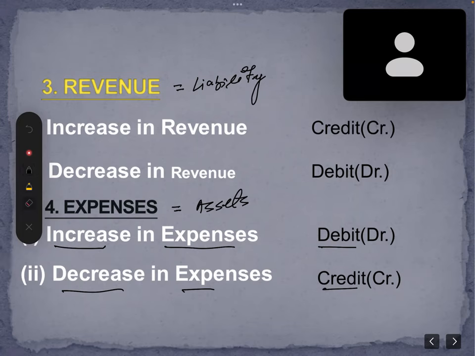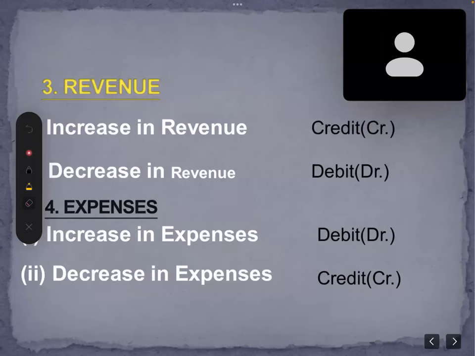Yes, sir. So till this point, we learned that if you remember the rule regarding the asset and liability, that is enough. Rule regarding the asset and expense is same. Rule regarding the liability and revenue is same. And rule regarding the liability, revenue and capital as well is also same. Rule in respect of capital is same as the liability account.